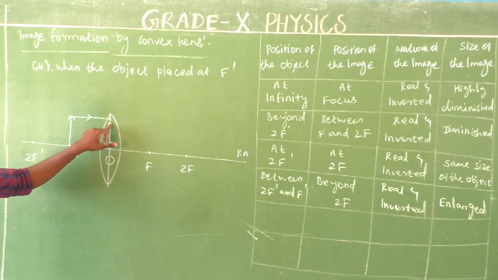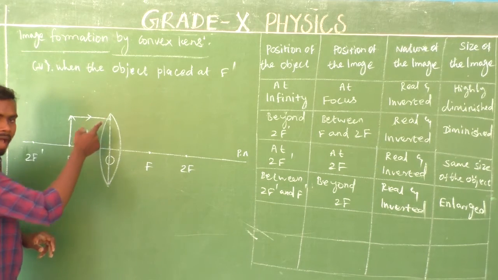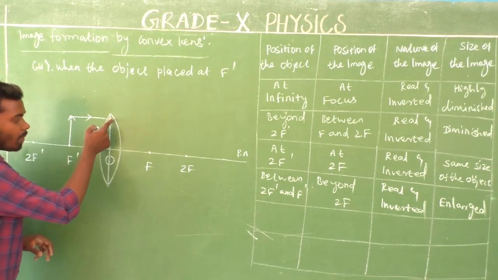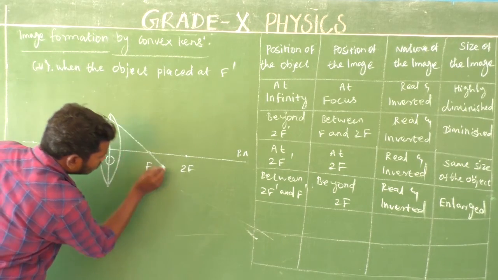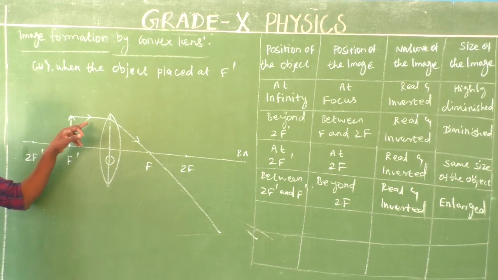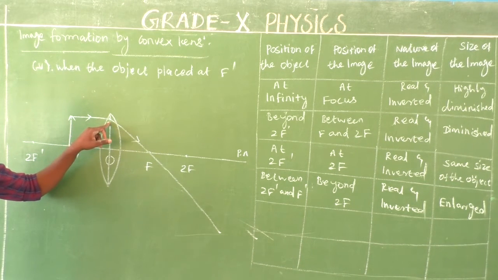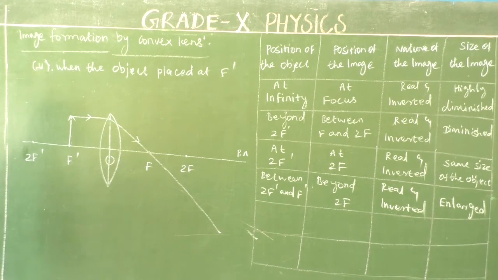Alright, that is the principle. Due to refraction, the direction of the ray of light changes. Is it clear? Yes. So if a ray of light is parallel to the principal axis, after refraction, mark my word, it passes through its focus. That is the first rule. Is it clear?